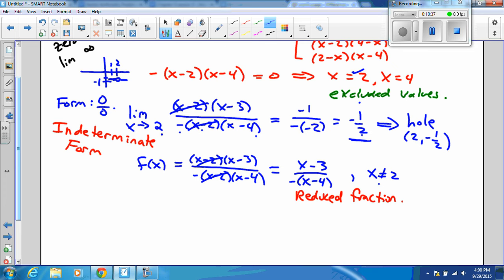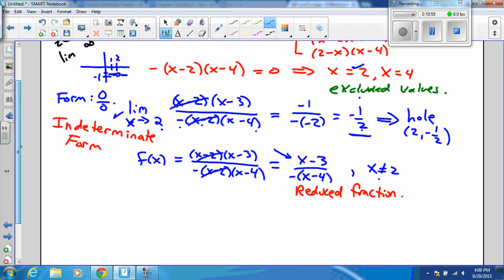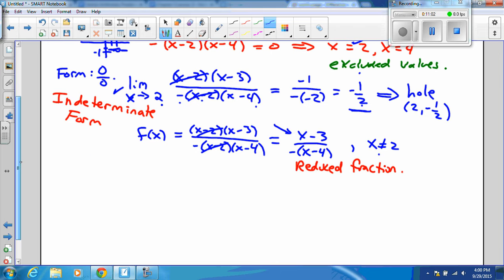And because f of x is equal to the reduced fraction for x not equal to 2, and because I have already taken care of x equals 2, for the rest of our analysis, I am going to use the reduced fraction for f of x. This is the point where I can cancel out that common factor and ignore it from here on out because I've already dealt with the 0 at x equals 2.